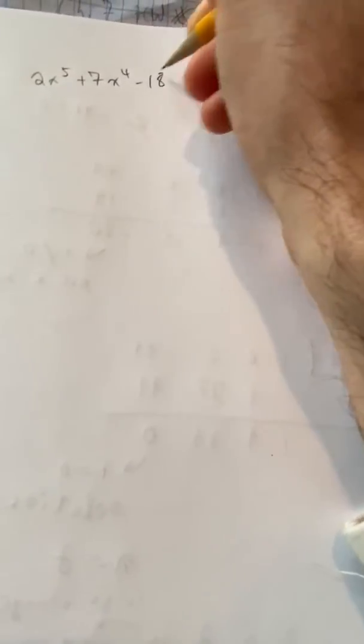Okay, so let's try to apply what we just learned to another problem. Let's say we had 2x to the fifth plus 7x to the fourth minus 18x squared minus 8x plus 8 equals 0. And we want to solve for x. We want to find values of x that make this equation equal 0.